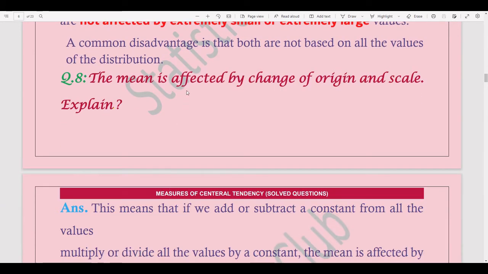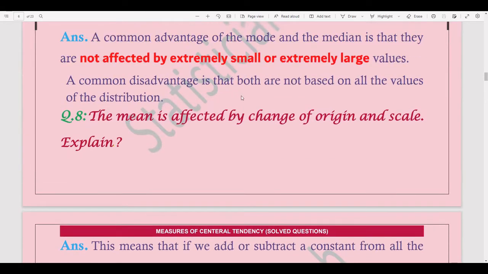Question number 8. The mean is affected by change of origin and scale. Yes, mean is affected by the change of origin and change of scale. Change of origin means when you add or subtract some number from your data set. If suppose your data set is x1, x2, x3, and you subtract or add any number, this means change of origin, and when you multiply or divide, it means change of scale.